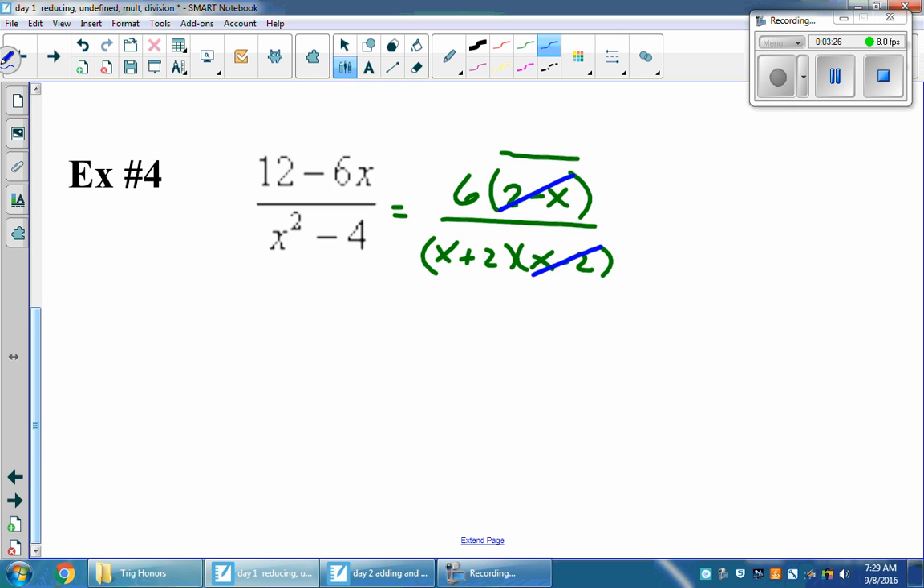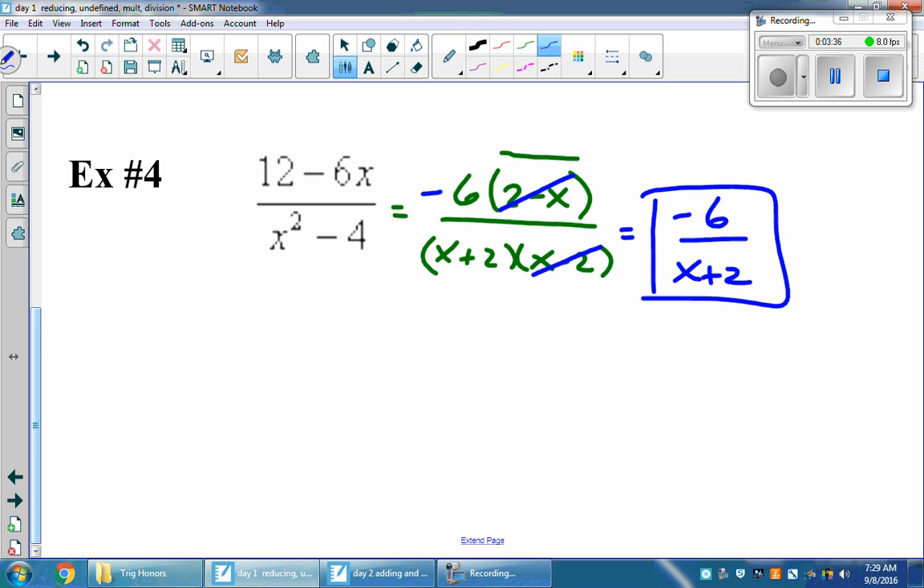Whenever you have that trick, 2 minus x over x minus 2, I always put the negative on top. So I'm going to multiply the top by negative 1. So my answer is negative 6 over x plus 2. Done.